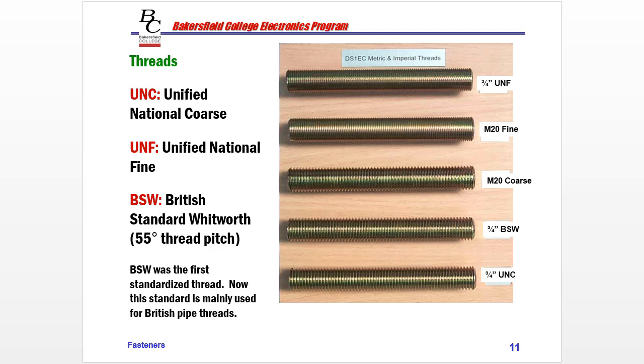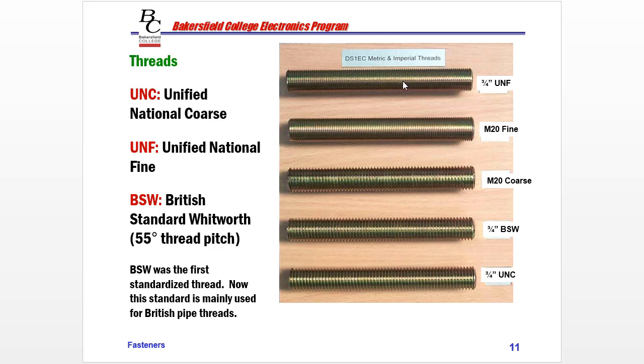There are different types of threads. Unified National Coarse and Unified National Fine threads are what we use here in the US and mostly all over. There is the British Standard Whitworth. And Sir Whitworth actually created the screw thread, and it was the first standardized thread. But it's mainly used for British pipe threads.